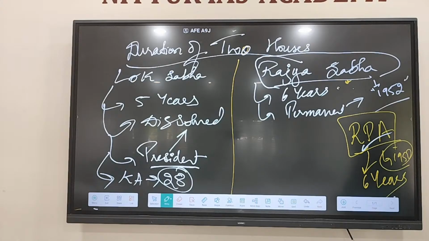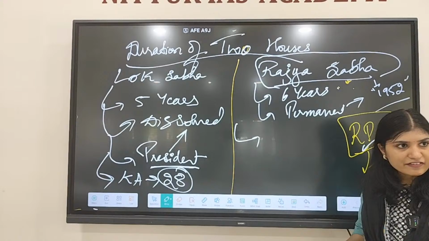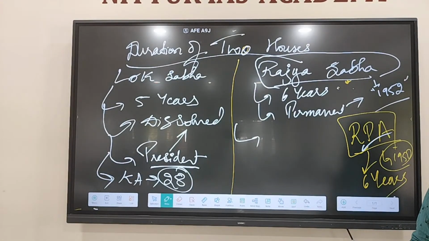Understood? Okay. Next, for every 2 years, 1/3 of the MPs of Rajya Sabha will get retired. Okay, it's a permanent house, it's a continuous house.